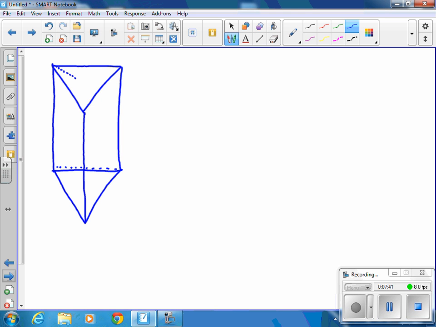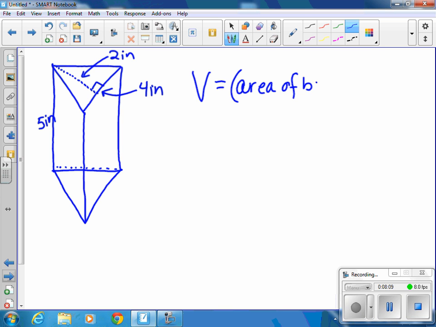But again, because it's a triangle, I have a height here on my triangle as well. So I'm going to call this the height 2 inches. I'm going to call the base here 4 inches. And we'll call the entire height of the prism 5 inches. Okay, so again, I'm going to use that same basic formula for volume. Volume is the area of the base, in parentheses, area of the base, because the base this time, remember, is going to be a triangle. So the area of the base, and I'm going to multiply that again by the height of the prism.